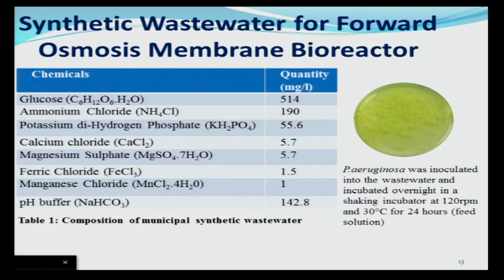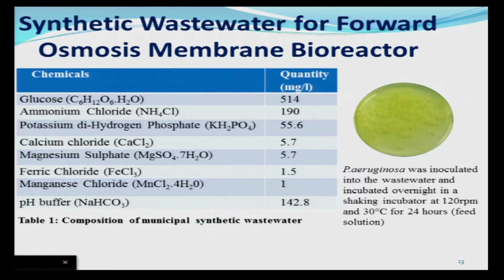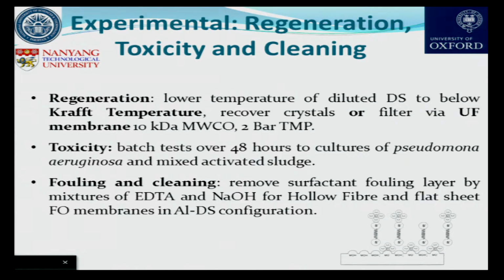And then we used this species, Eriginosa, which was inoculated into the wastewater, incubated overnight in a shaking incubator for 24 hours. So we had some kind of synthetic wastewater, which was starting to react. In terms of the surfactant, we lowered the temperature of the diluted draw solution to below the Krafft temperature, and then we were able to recover the crystals of the surfactant or filter them using ultrafiltration. So either way, we could recover the draw solution.